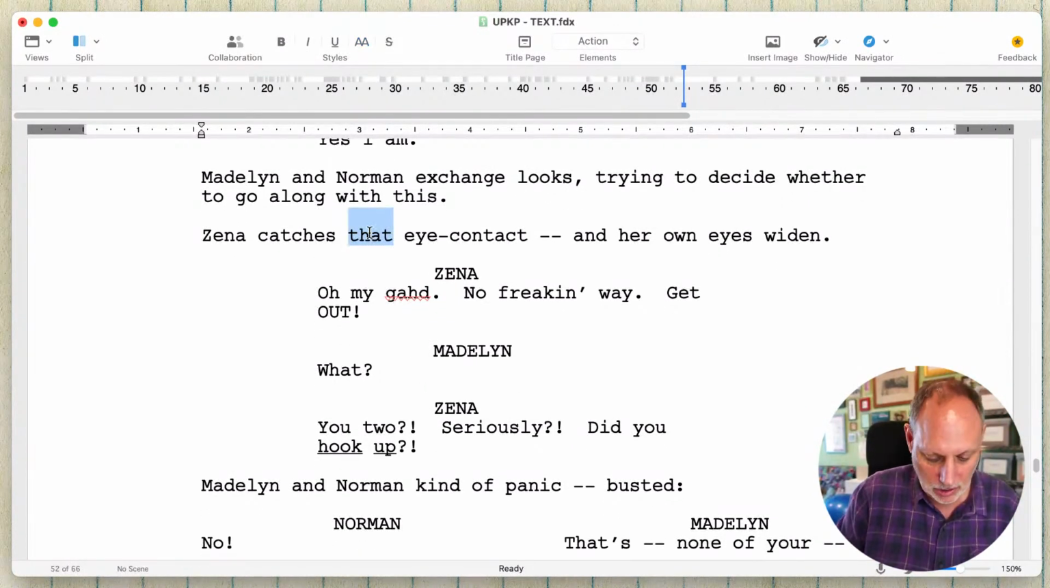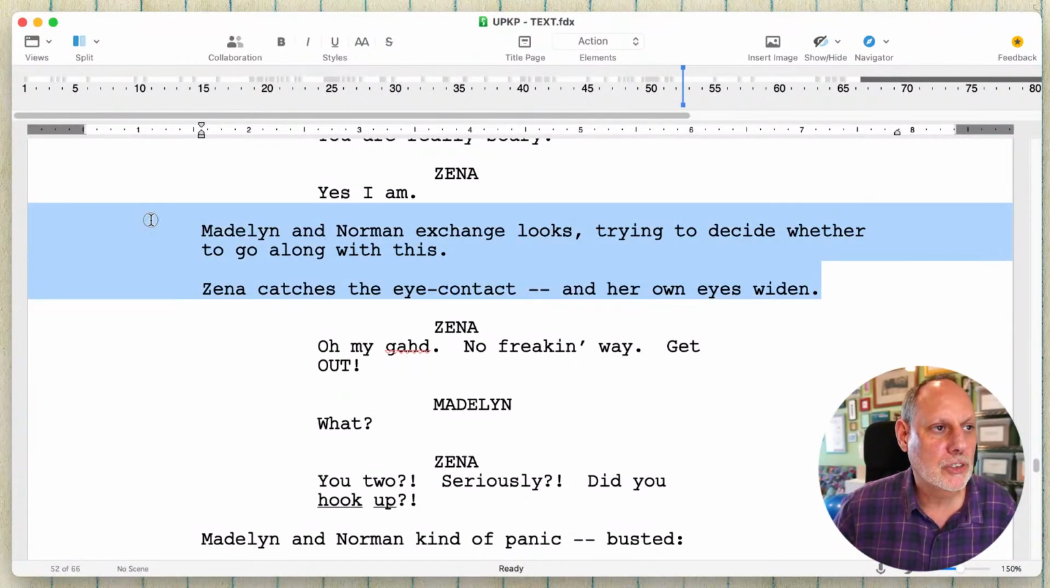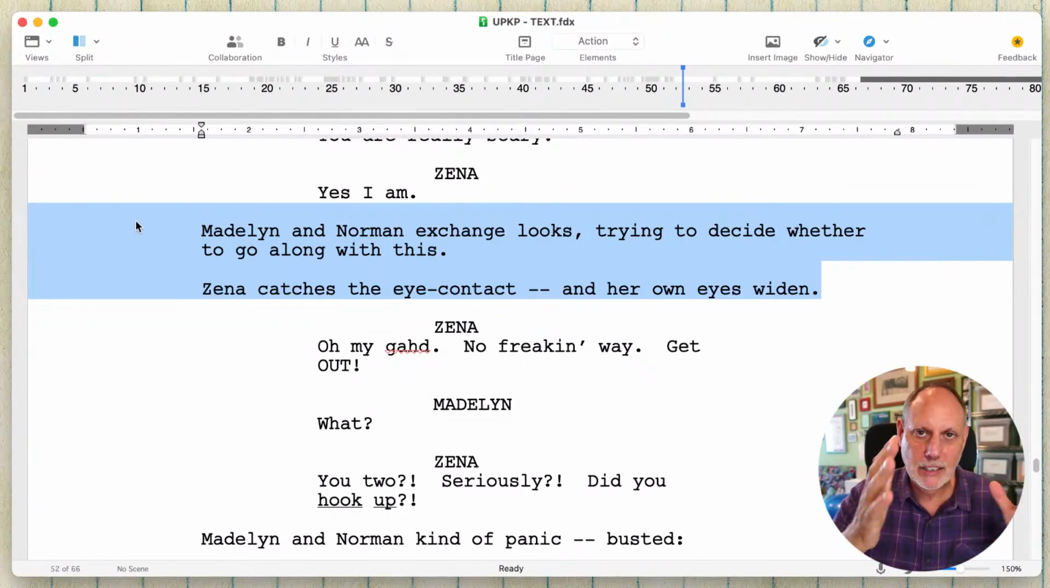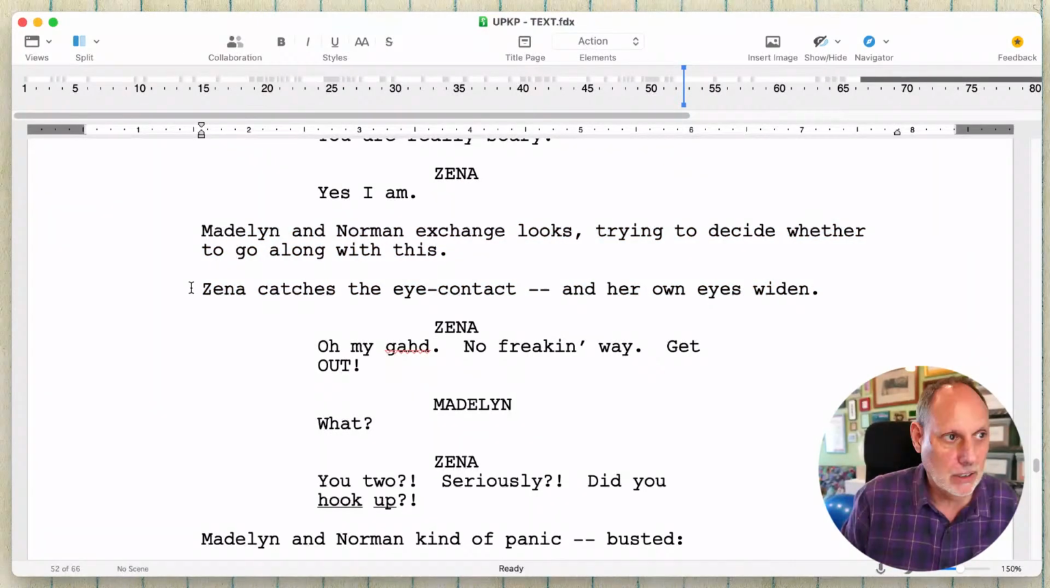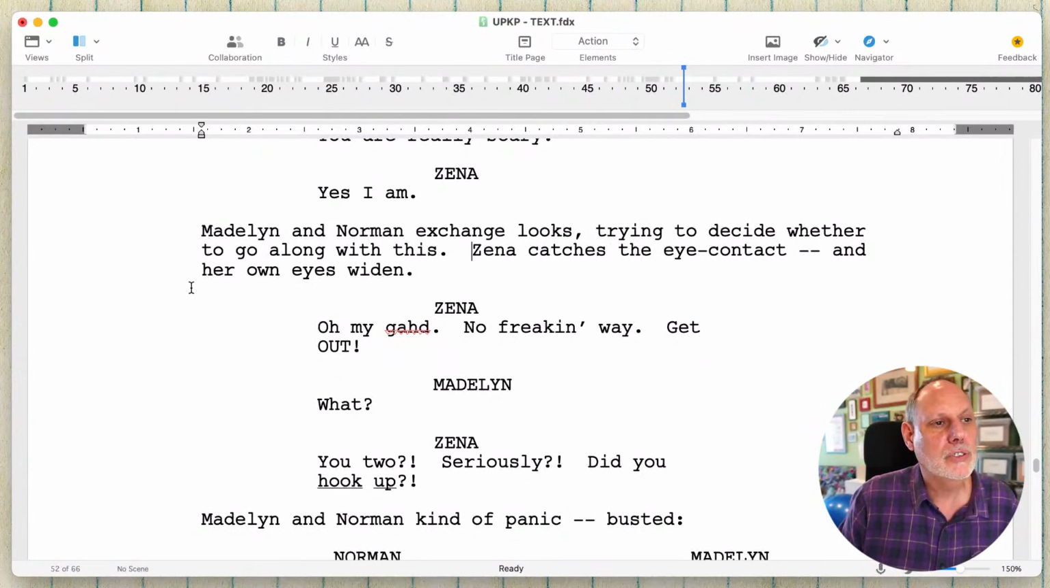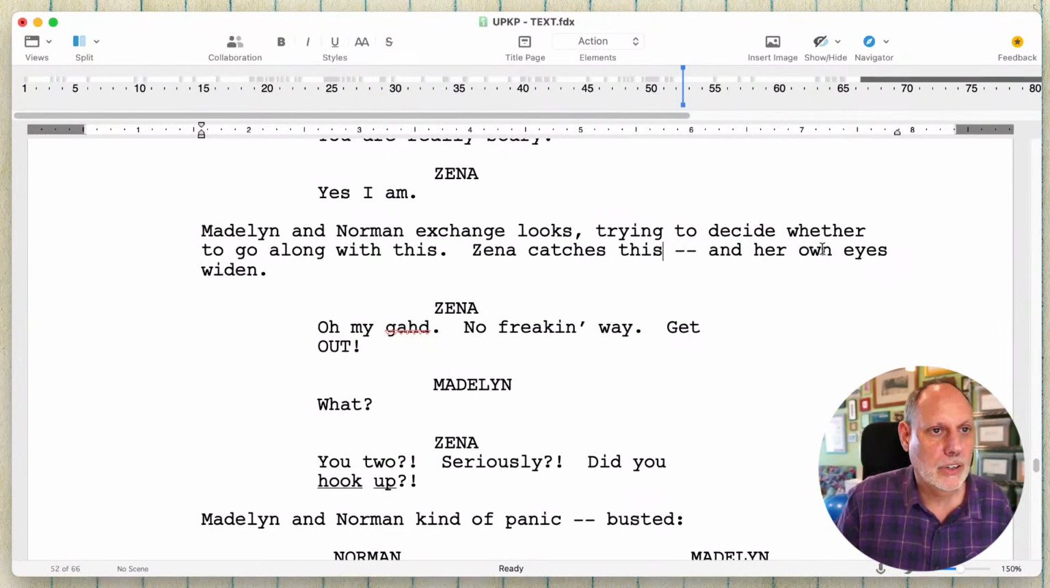Catches the eye contact. See, I have these as two separate paragraphs because it seems like she would have her own shot, and it's kind of like a mental cut. Because it could be this. Yeah, that's not bad. Catches this, and her eyes widen.